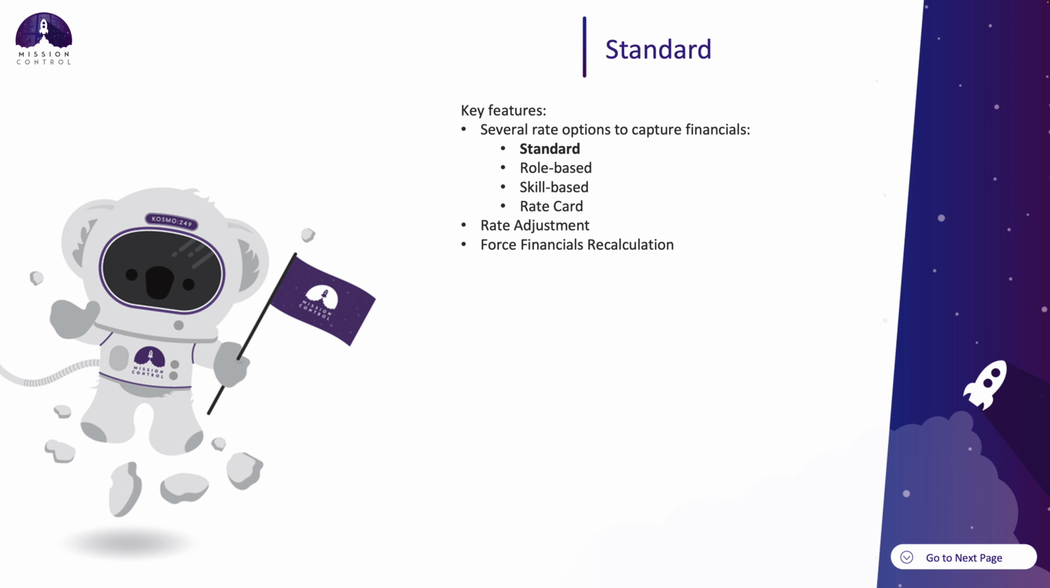And the best part is you can specify whether the billable or the cost uses the standard, while the other uses a different rate calculation, or maybe both of them use the standard. So you could have a project where the billable values are calculated using the standard rate, while the cost values are calculated using the role-based rate.